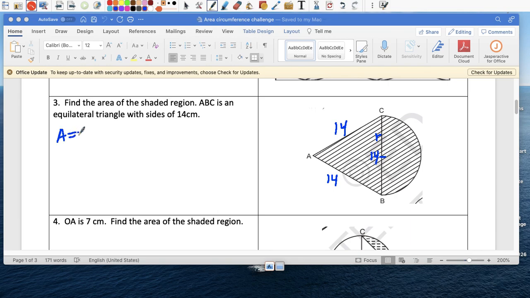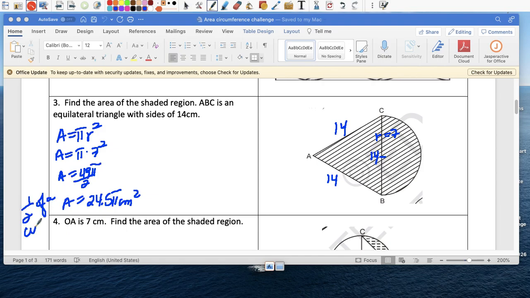A equals pi r squared, but it's not a full circle, it's half a circle, so A equals pi, and what's the radius? 7, right, so the radius is 7. So 7 squared equals 49 pi, which we're going to divide by 2. Let's leave it in terms of pi for now: 24.5 pi centimeters squared is the area of half a circle. This is half of a circle.